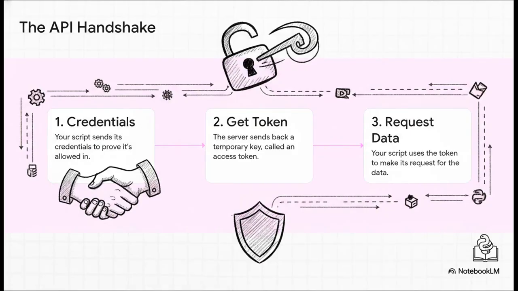Now, you can't just walk in and take what you want. There's a security protocol, and it's a lot like a secret handshake. First off, as you see in step 1, your script sends its credentials to prove it's allowed in. Then, for step 2, the server checks them out, says, okay, you're good, and sends back a temporary key called an access token. Finally, in step 3, your script uses that token to make its actual request for the data. This whole 3-step process keeps everything secure and totally automated.